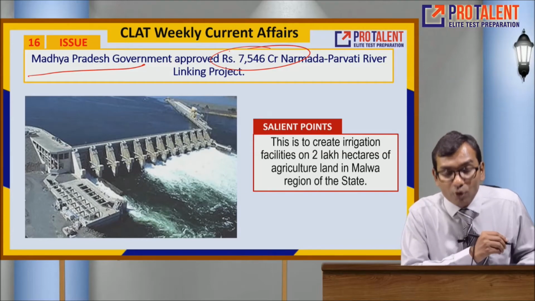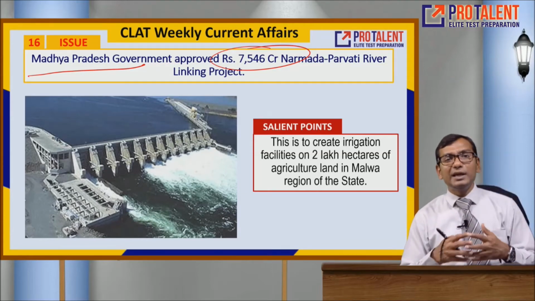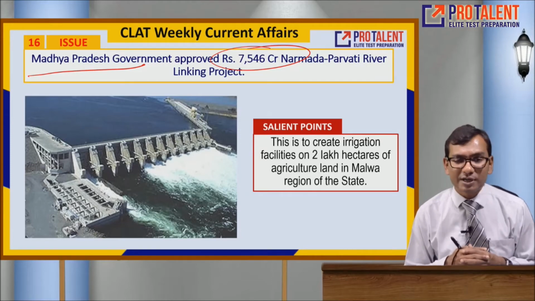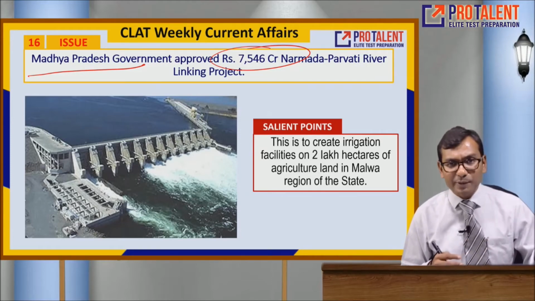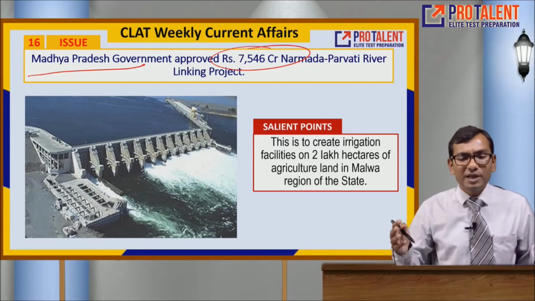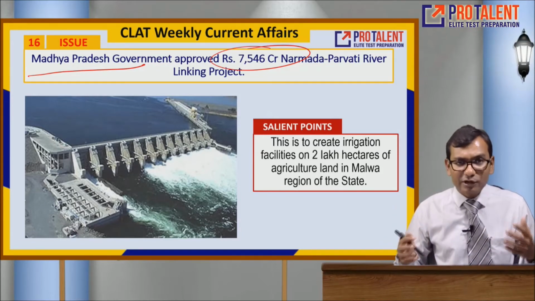7,546 crore Narmada Parvati river linking project. Narmada Parvati river linking project is approved by Madhya Pradesh government, and that is giving more than 2 lakh hectare of the agricultural land certain kind of water.